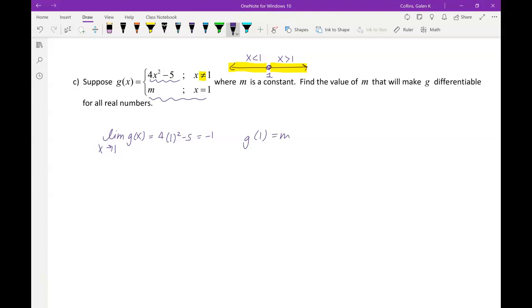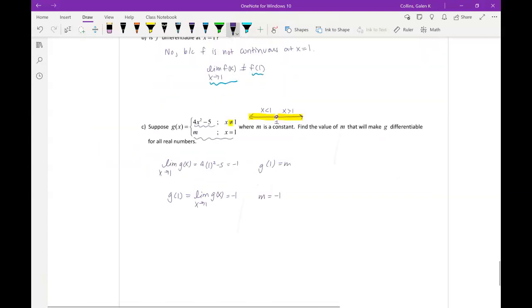I know m is a constant. So if I want g to be differentiable for all real numbers, it must first be continuous for all real numbers. And for that to be true, it must be the case that g of 1 is equal to the limit of g as x approaches 1. And we already found out that that is -1. So by substitution, we know m must be equal to -1. So we didn't even have to take the derivative. And we are officially done with part C of this problem. Oh, the whole problem, there's not a part D.